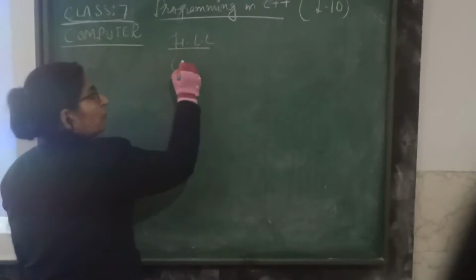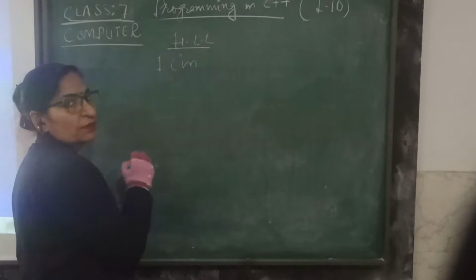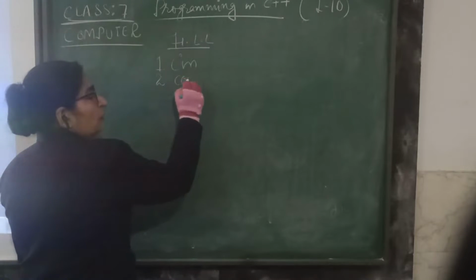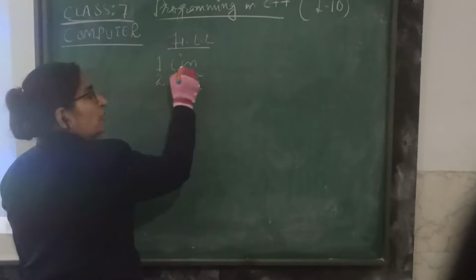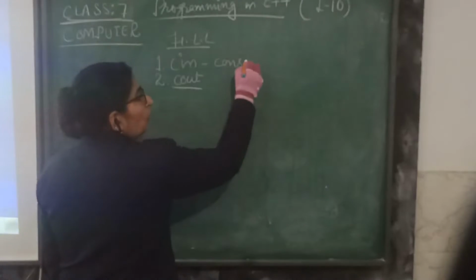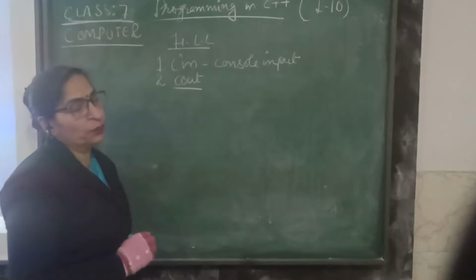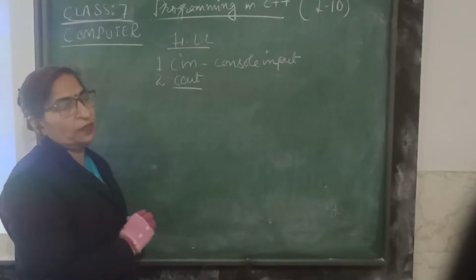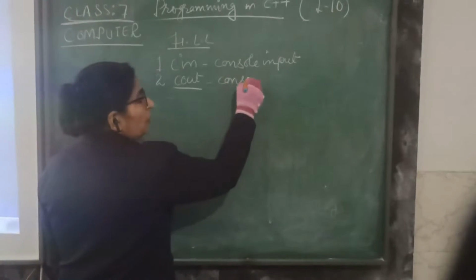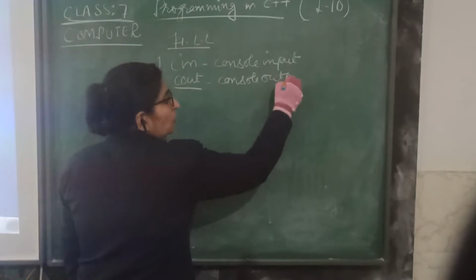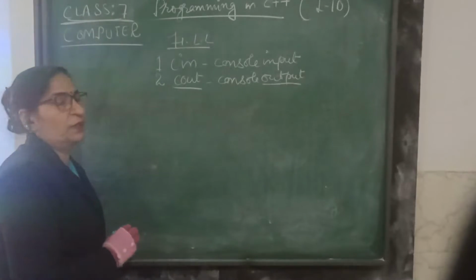Here we learn some statements which are used in C++. Number 1 is cin and number 2 is cout. These two statements are used in C++ programming. Cin statement stands for console input. That means we are taking value from the keyboard. Second statement which we are using in programming of C++ is cout, that is console output. This is used to display the result or the information on the screen.